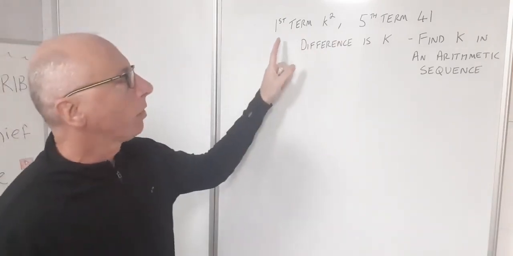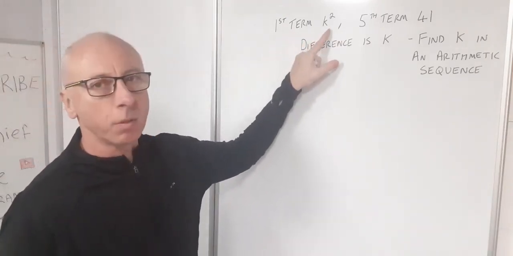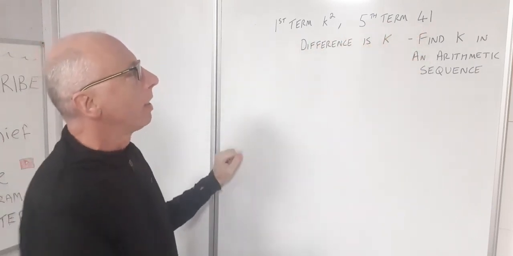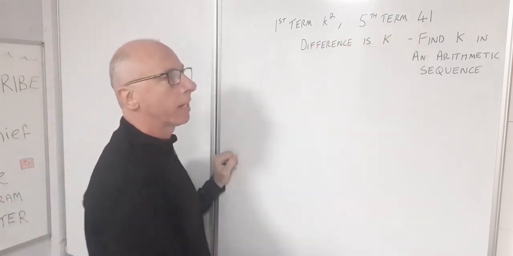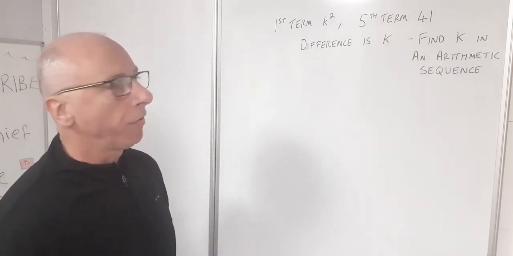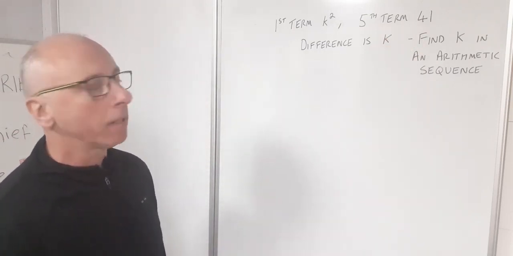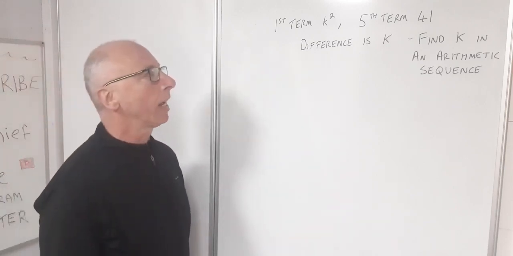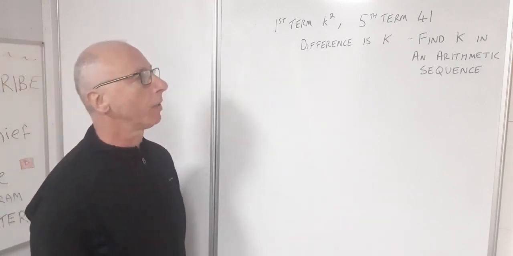So in this question here, we've got the first term of an arithmetic sequence is k squared. The fifth term is 41. Now the difference between all the terms is k, and we want to find what k is in this arithmetic sequence. So how are we going to go about finding what the value of k is from that? That's very little information to go on.